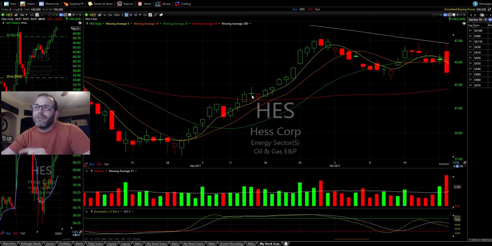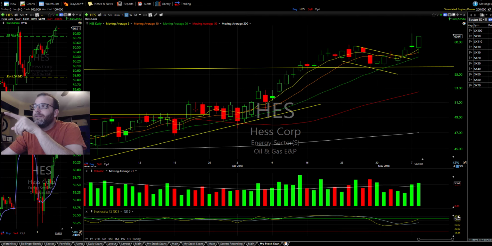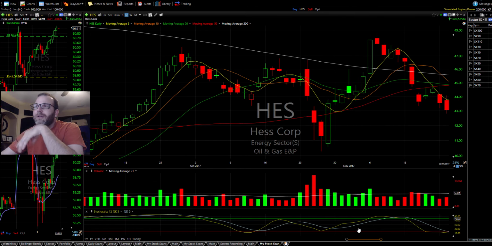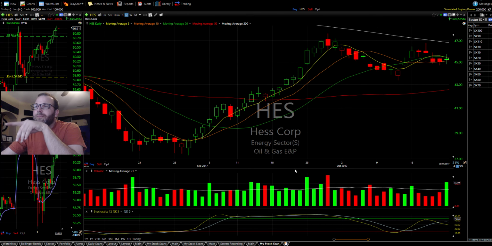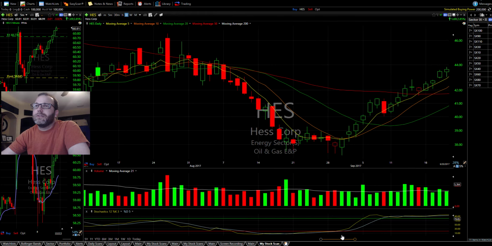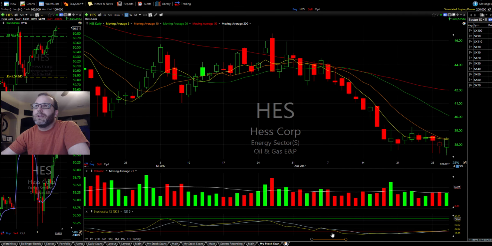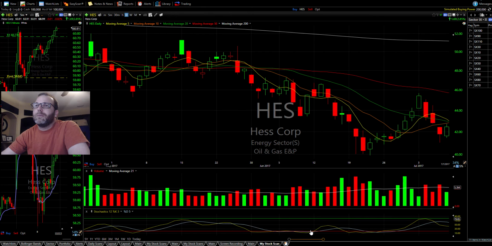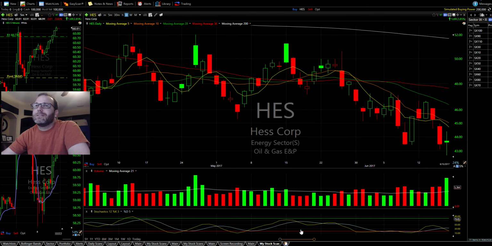Now, if the shooting star that I had when I closed out HES here, this one right here, if it would have looked like that one, I would not have had a problem holding on to that another day because it was more of a doji pattern and not a shooting star pattern. But you can see there's other instances where we get these candle patterns that suggest that there's more downside ahead.